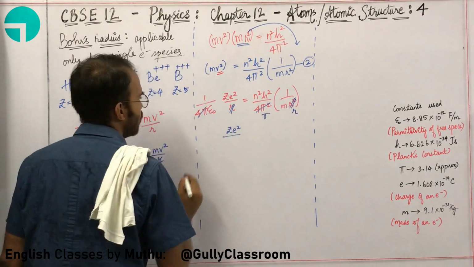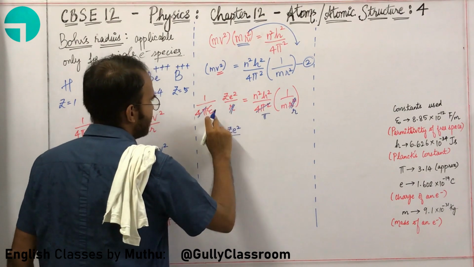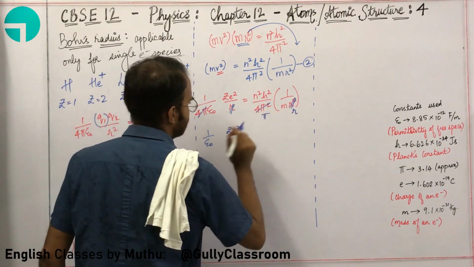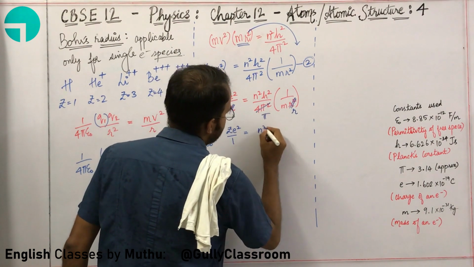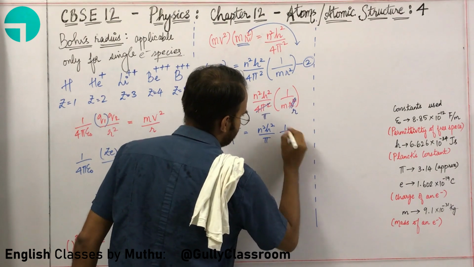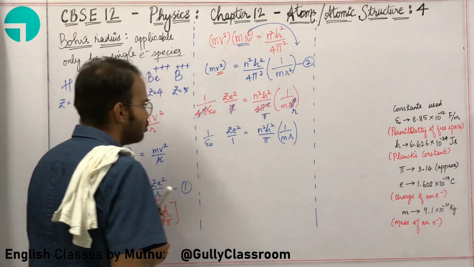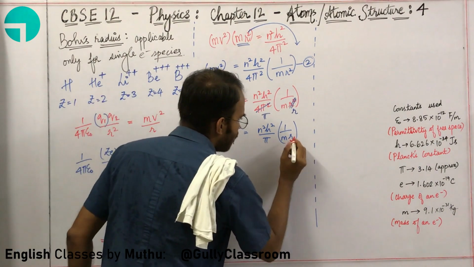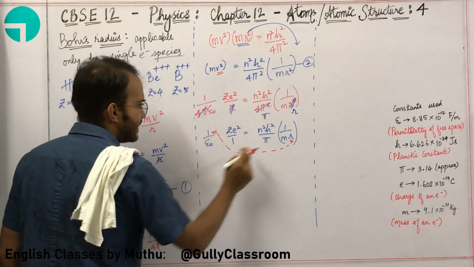ZE square whole divided by, here there is a 1 by epsilon naught, 1 by epsilon naught ZE square, that's it, there is no r over here. This can be written as n square h square divided by pi, 1 divided by mr. Here what are you going to do sir? I am going to calculate r. So I am going to bring this r over to the left hand side top.